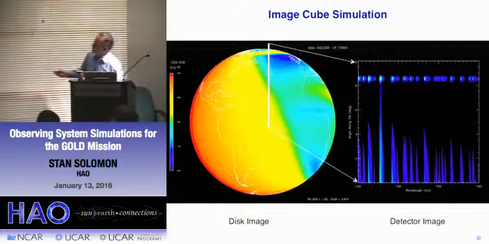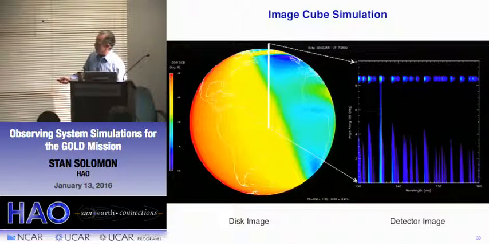So here's the image cube simulation. You have a slit that we're going to pass along the disk. All along the slit, you image, and perpendicular to the slit, you disperse, of course. So as you move the slit, at every point you get this image square, or rectangle, which is in wavelength along this axis, and in space along this axis.